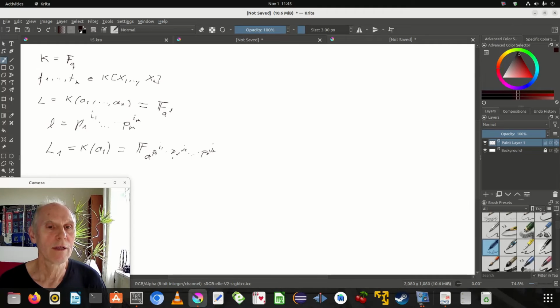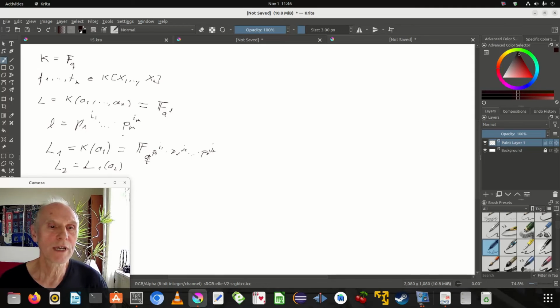Then A2 must lie in an extension of L1. And since it's a finite field, it must be a power of Q, and it is higher, or is a multiple of this one. And since it only contains these primes, we must of course have P2 to I2, and the other ones will be at least as great.